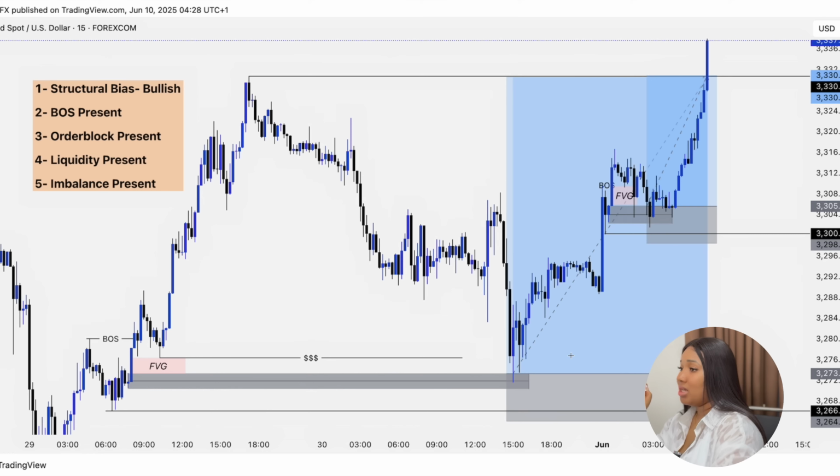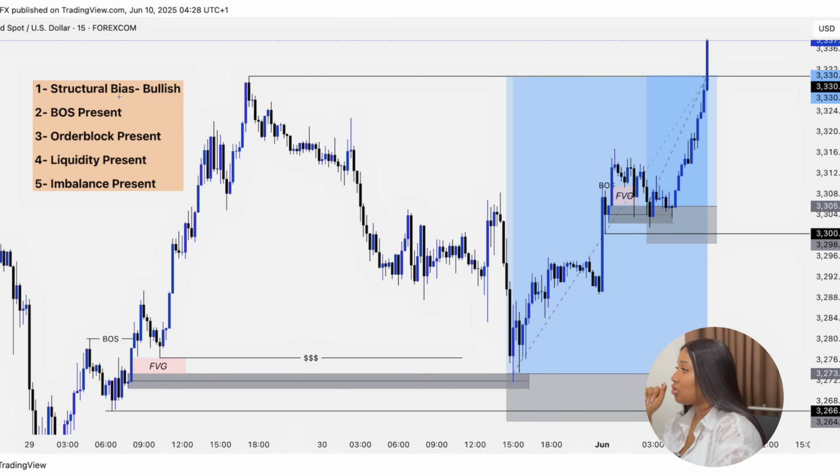Now you can see this particular trade dished out massive funds for me. So it was an entry here first, and then I was able to catch a continuation entry here, still sticking to my strategy and all the confluences I need to see.